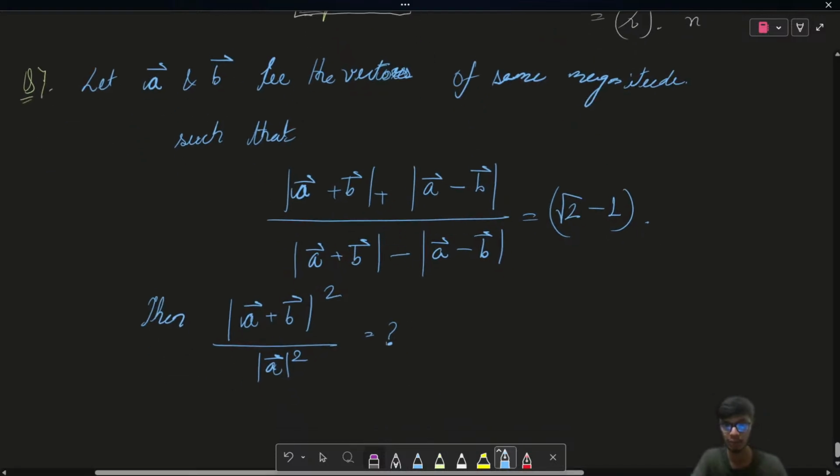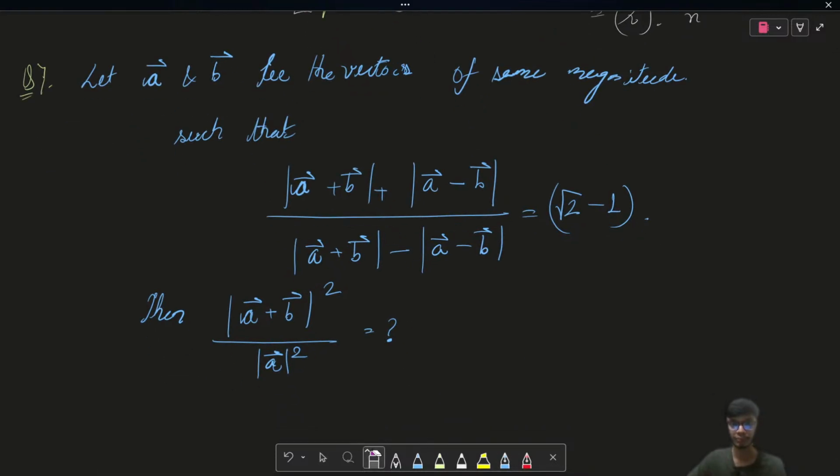Please try to solve this problem, a very interesting problem. It is said that they are two vectors of equal magnitude, and given with this particular relation. Here you have to apply some relations of ratio and proportion in order to obtain the final result. Please try to solve this problem so that we can discuss it.